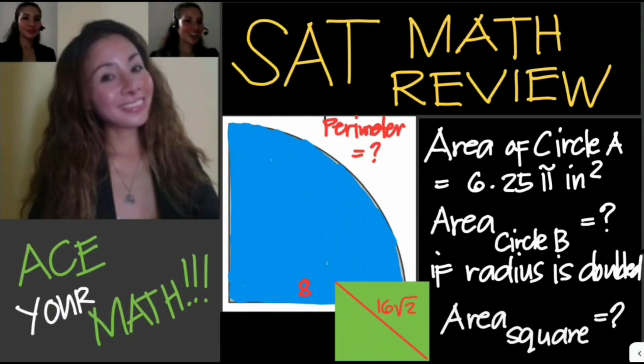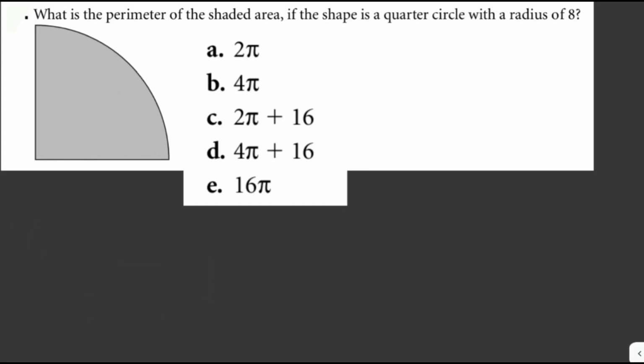Let's solve some problems here. What is the perimeter of the shaded area if the shape is a quarter circle with a radius of 8?